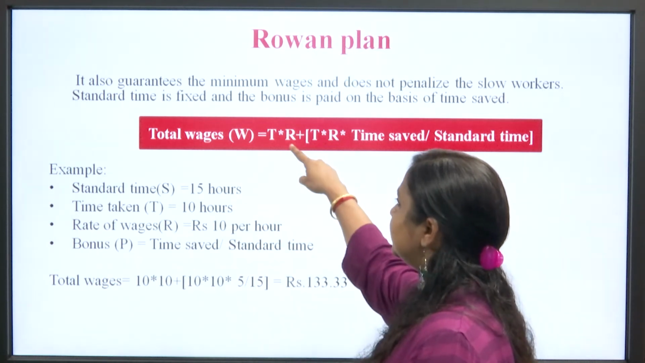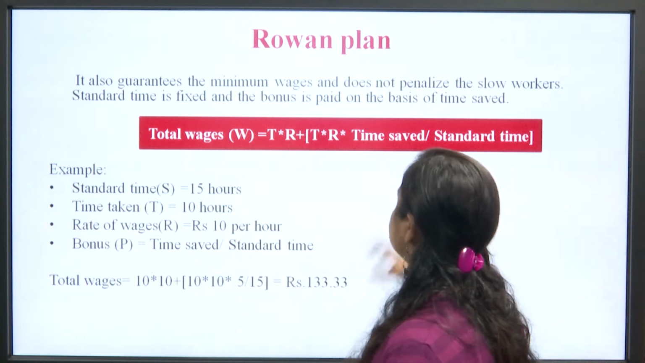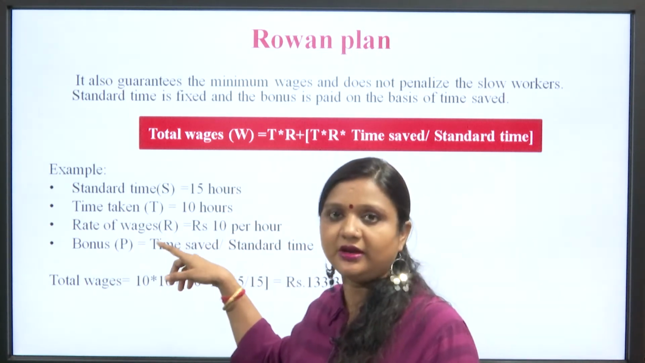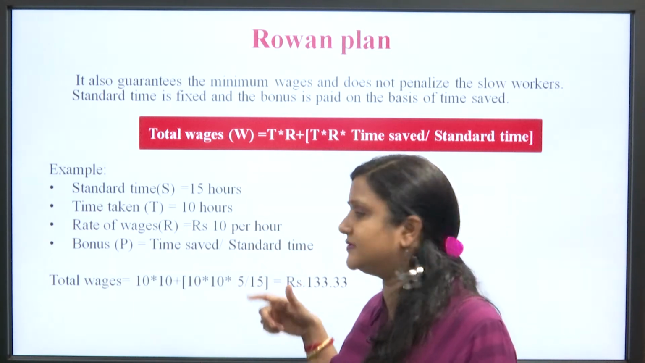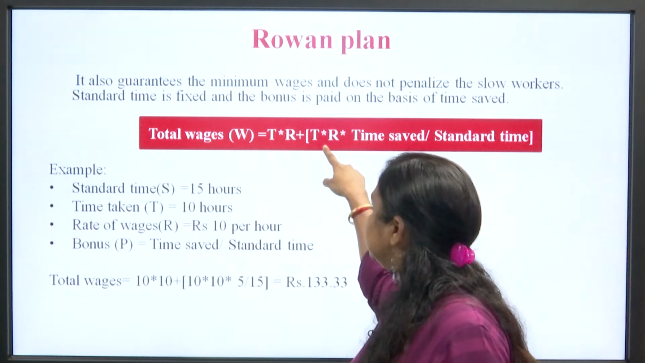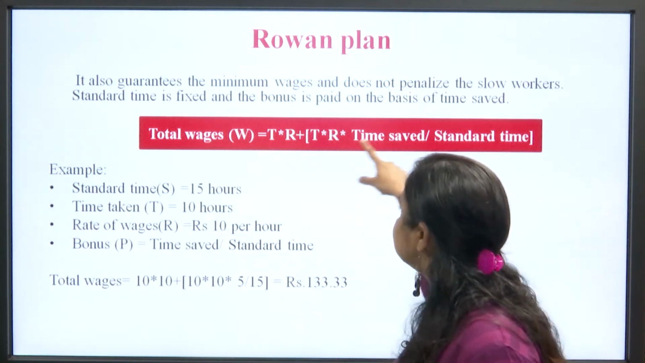So, the formula is something different from the first one. Total wages is T into R plus T into R into time saved divided by standard time. T is obviously the time taken, as in the earlier method we have seen. R is rate of wages, and time saved means how much time is saved.